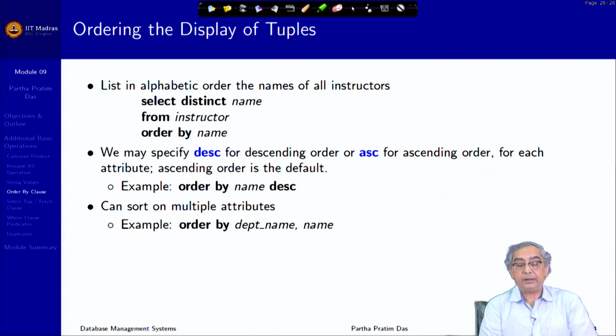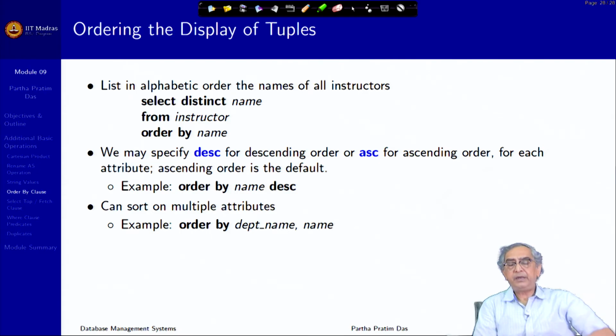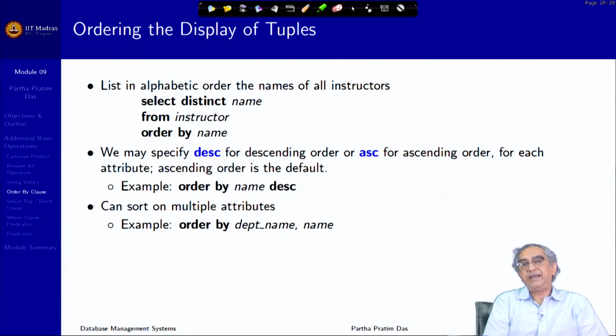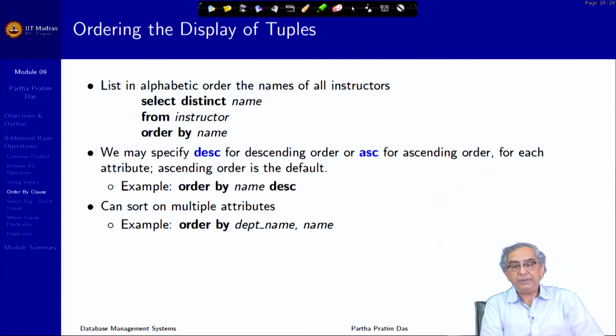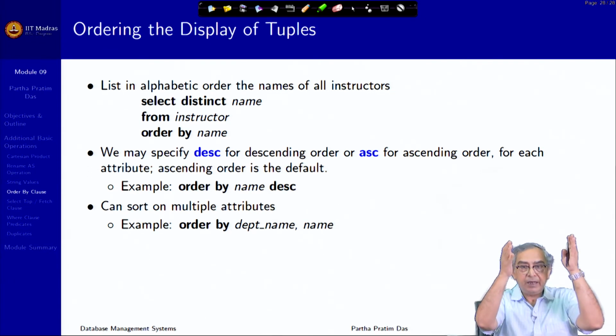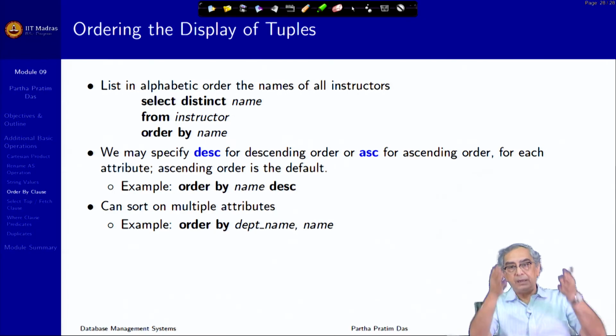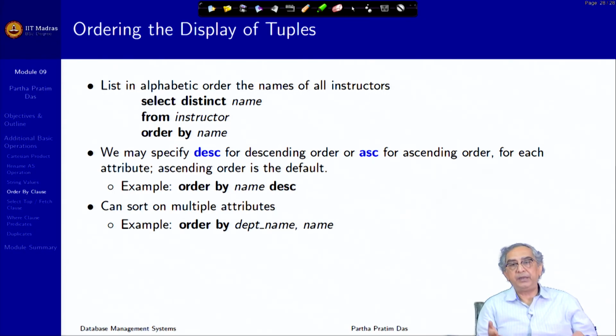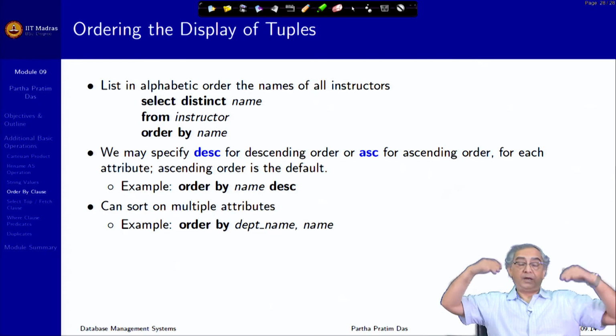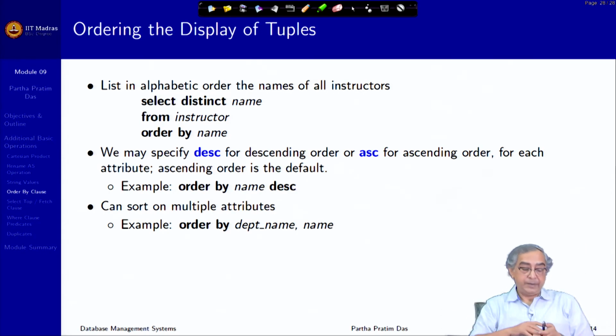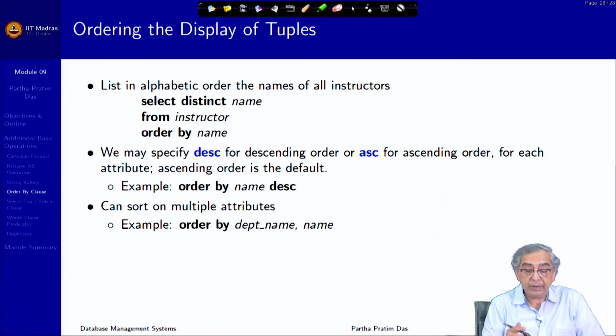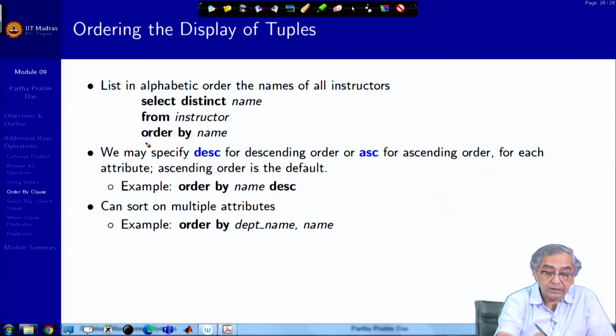The next is, suppose you have generated an output, and often if the output comes in an arbitrary order, it becomes difficult to read. So, many a times the lists are provided in what is called lexicographical order, that is, in the order in which things appear in the dictionary, or some other specific order. It may be in terms of rank, the topper of the class, CGPA. So, it is ordered by CGPA. You can do the same thing in SQL by using a clause known as order by.